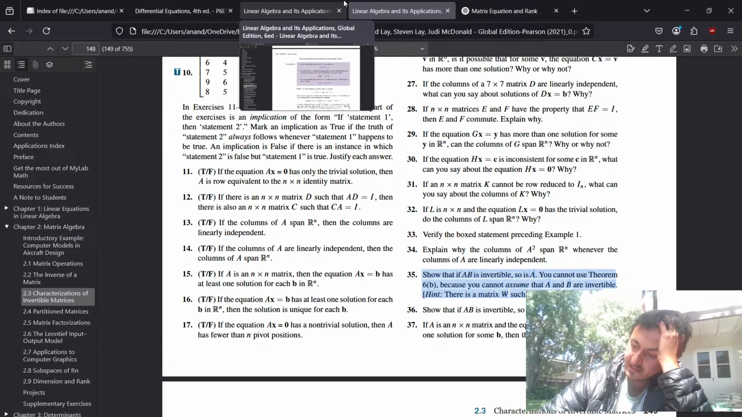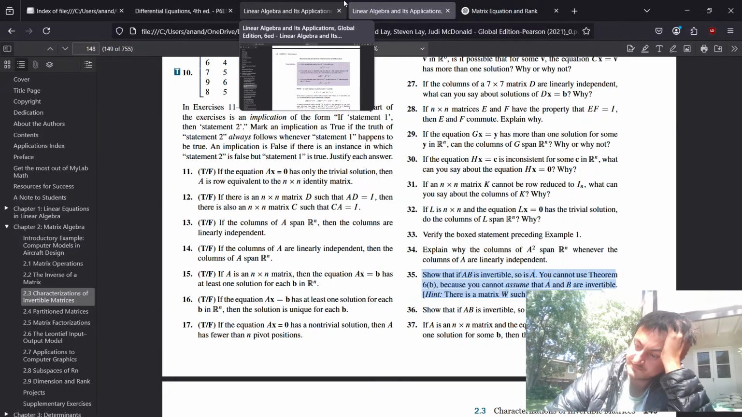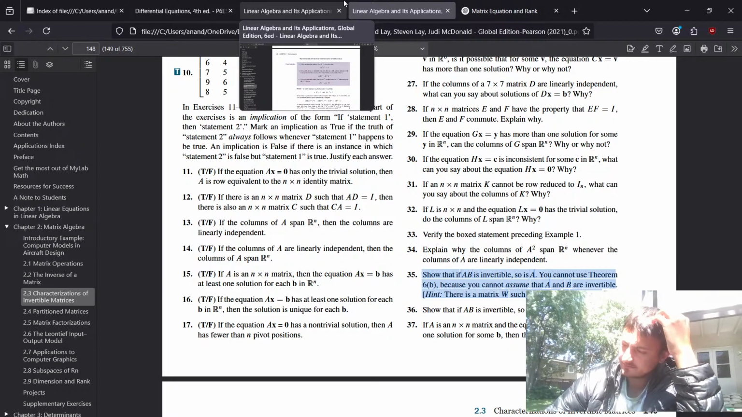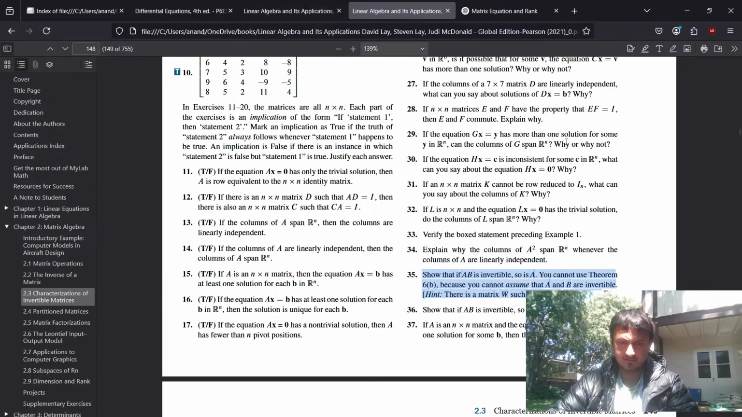So you have AB times C is equal to I. This is equal to A times BC is equal to I. Then D is equal to B times C, so AD equals I. So A is equal to D inverse and D is equal to A inverse. I don't know, I think that's true.